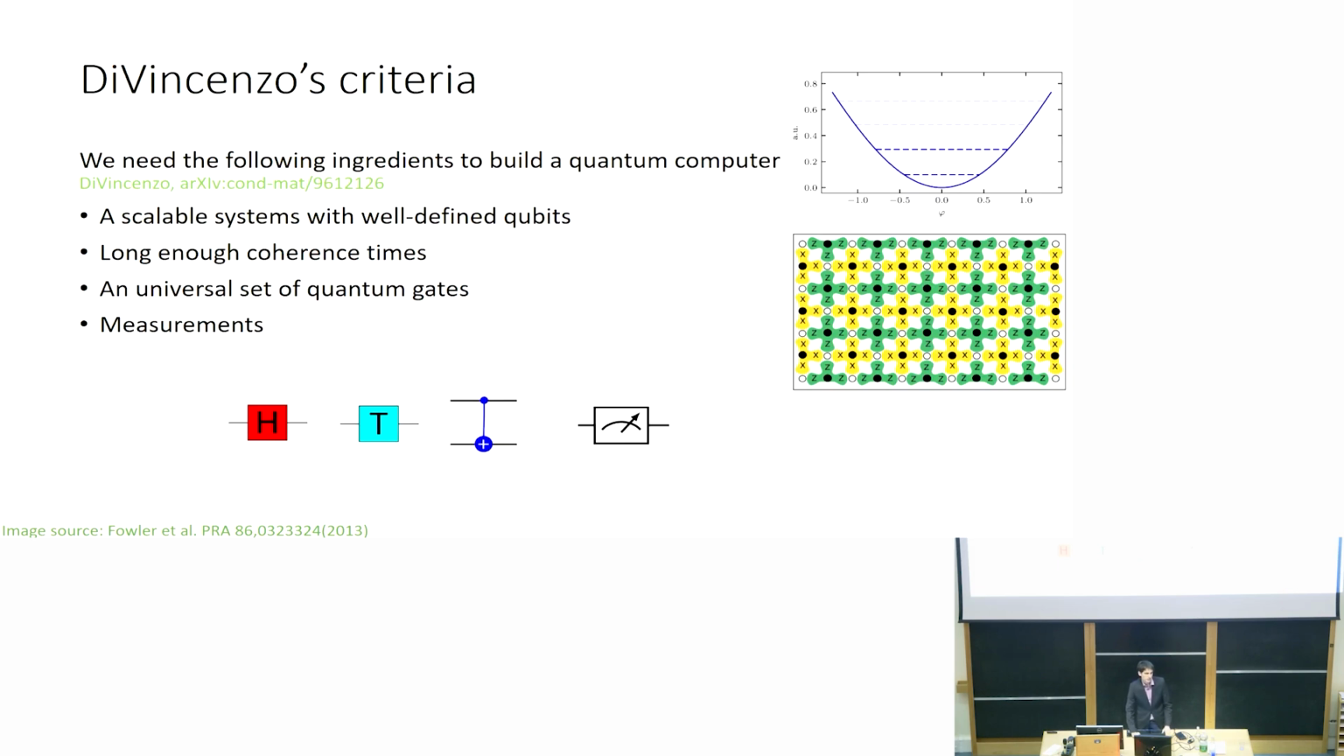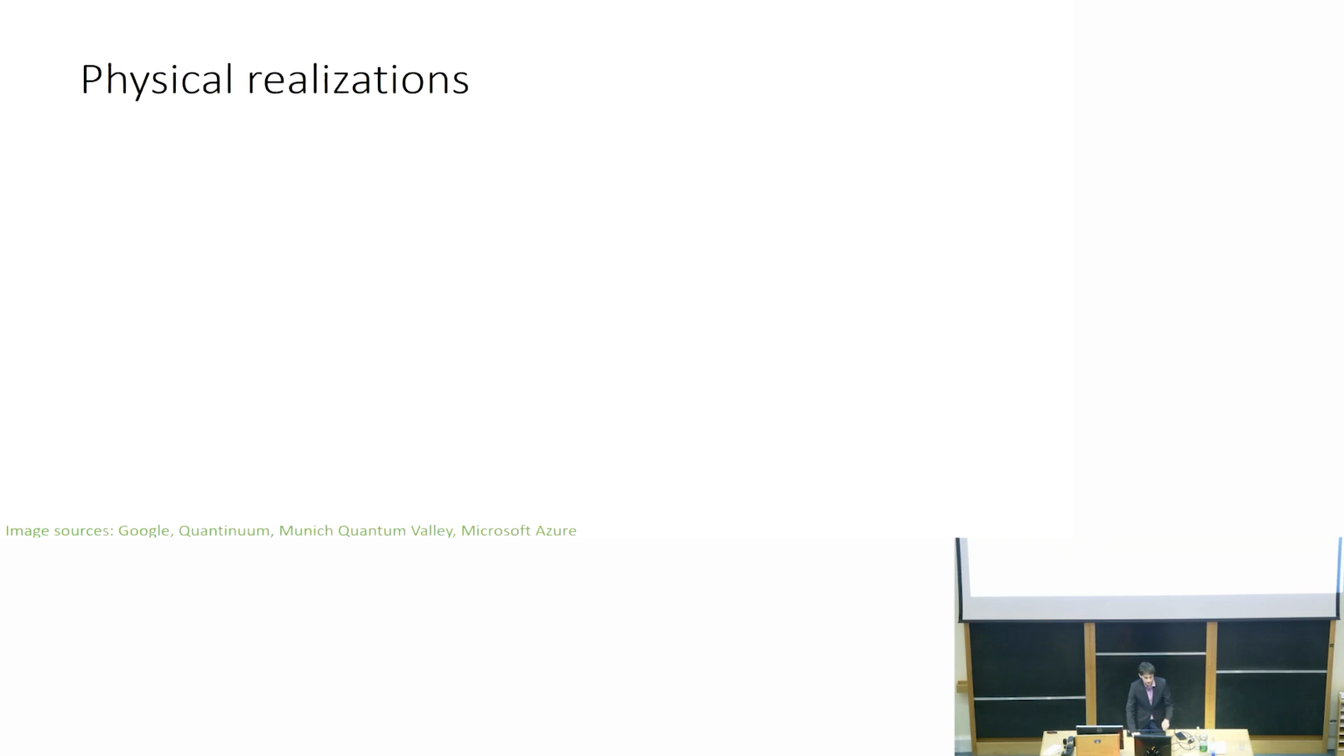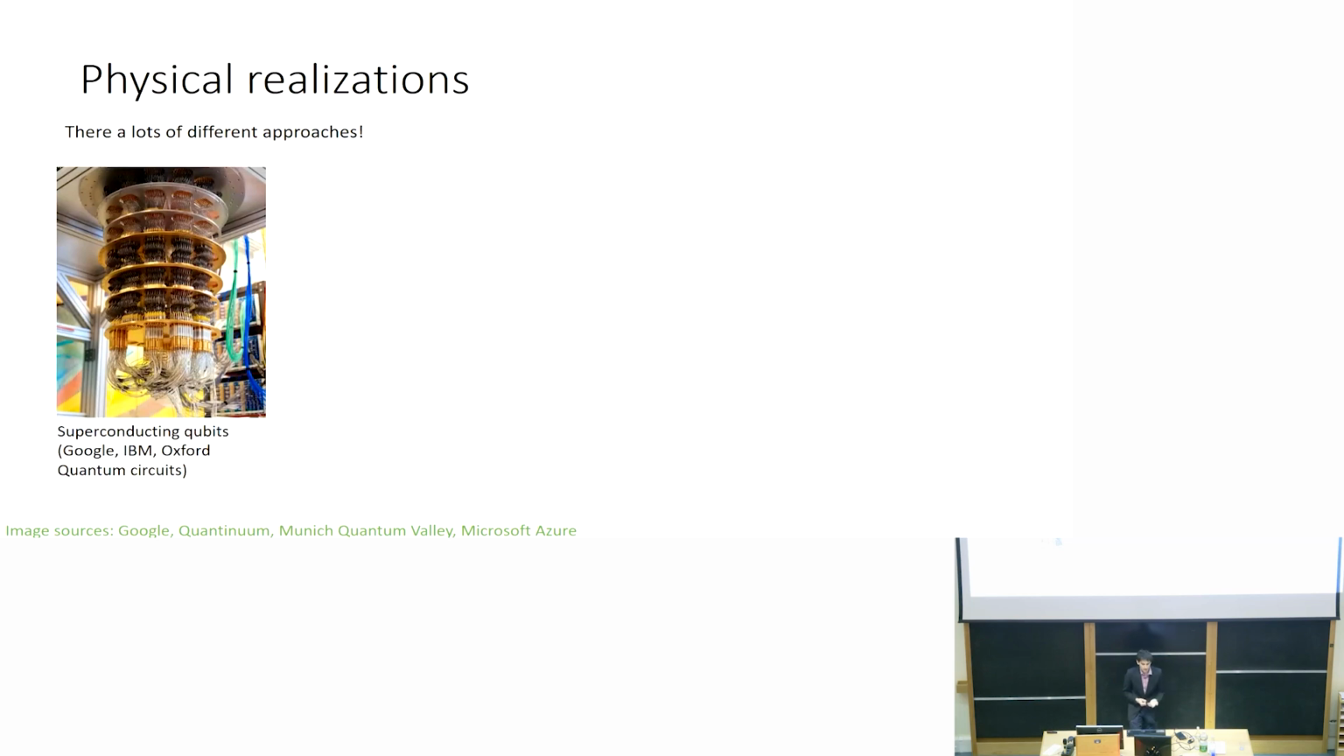In the last 20 years, there were lots of proposals and approaches to satisfy these criteria. I will just mention the few that are probably most promising right now. One is superconducting qubits, which is a strategy pursued by companies like Google, IBM, and also here in Oxford. The idea is that you use electrical circuit elements involving Josephson junctions and encode the qubits in these circuit elements. I will explain this later.